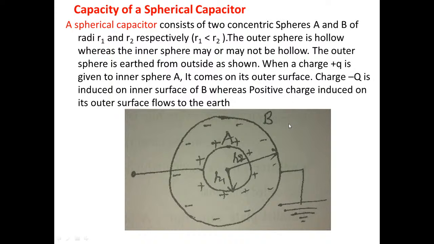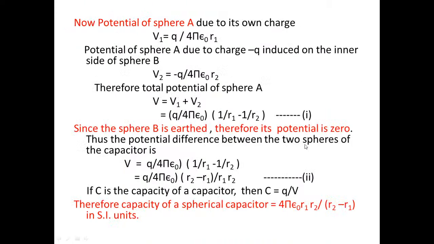When a charge plus Q is given to inner sphere A, it comes on its outer surface. Charge minus Q is induced on the inner surface of B, whereas positive charge induced on the outer surface of B flows to the earth, because we have earthed it.